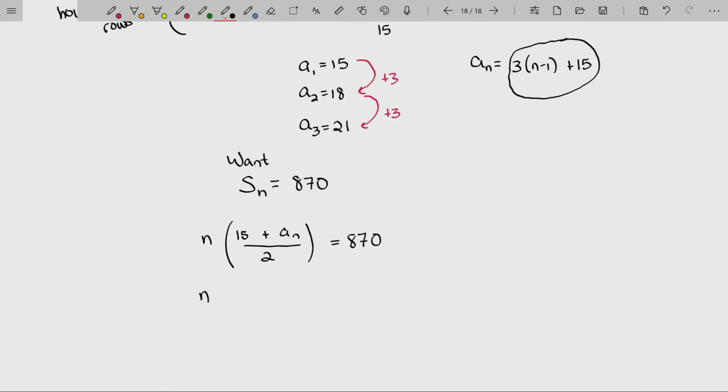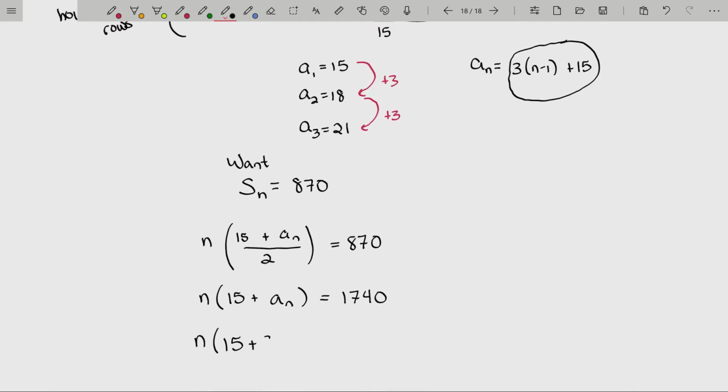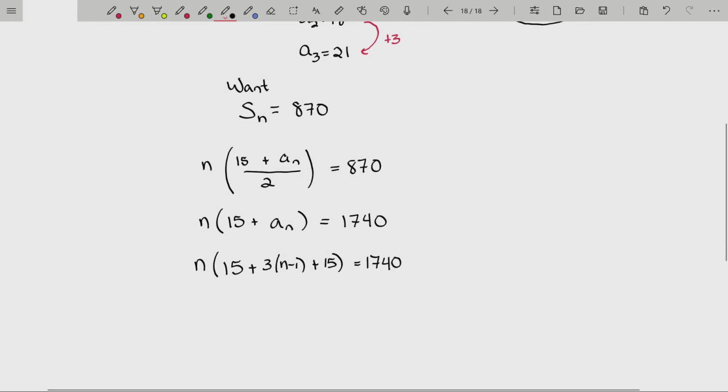So multiplying both sides by 2, I get the following. 16, 17, 40. You'll hear me speak my math, by the way. When I say 16, 17, 40, that's me performing the mathematics. 2 times 800 is 1600, and 2 times 70 is 140. So it's 16, 17, and then 40. That's just how I do it. Anyhow, but a sub n we know a formula for. It is 3 times n minus 1 plus 15. And we're back down to, like I said, the previous problem.